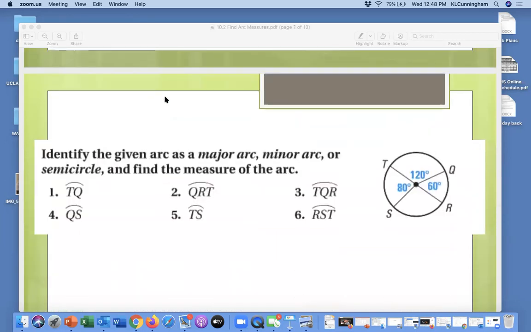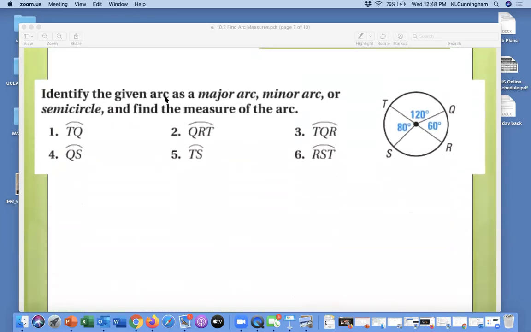Okay. So this is a great one. Why don't you pause this and try to answer 1 through 6, and then push play when you are ready for the answers. Okay, so it wants two things. It wants me to identify the arc as major, minor, or semicircle, and then find the measure of the arc. So remember, major means greater than 180 and minor means less than 180. And then semicircle means exactly 180.